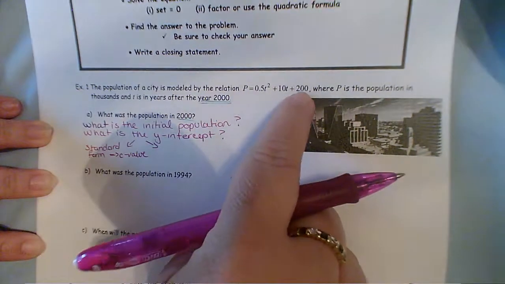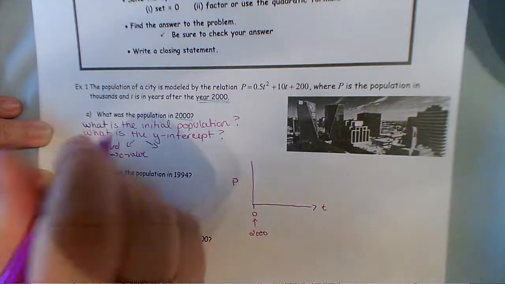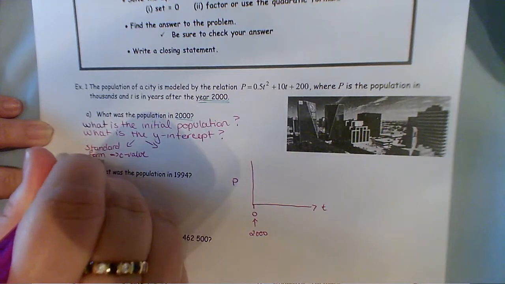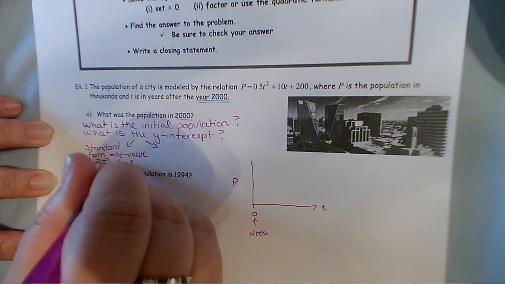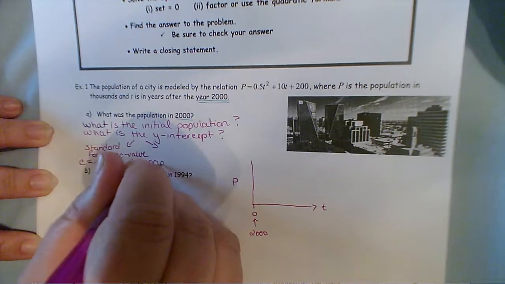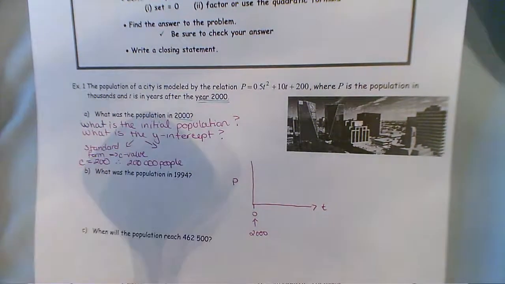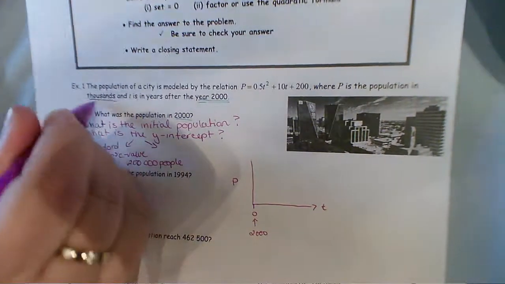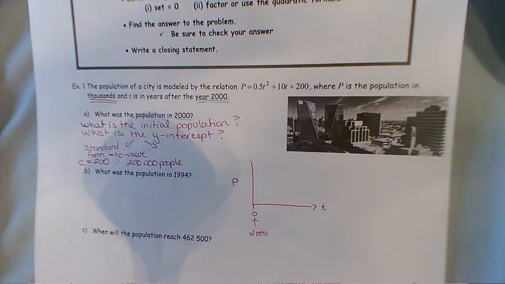So we are in standard form, right? So C equals 200, therefore 200,000 people. Not 200 people, 200,000, because it's in terms of thousands.